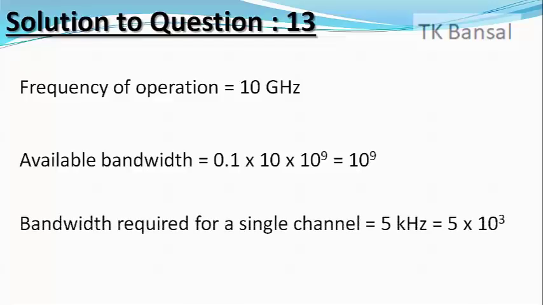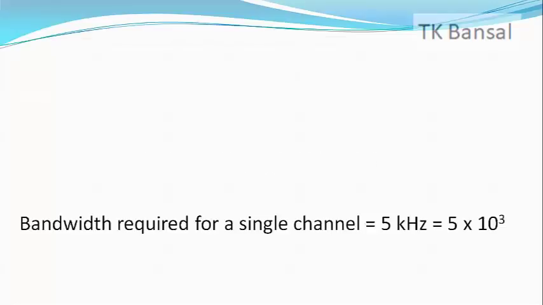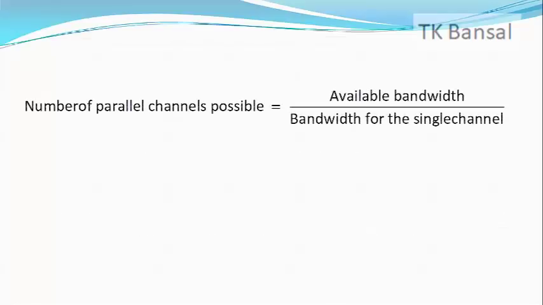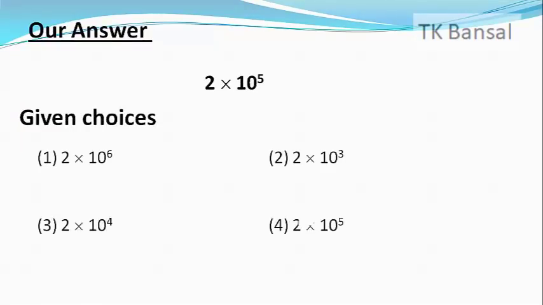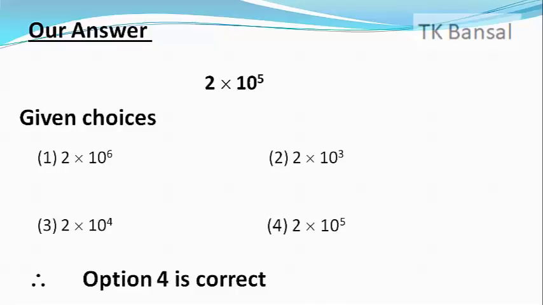Since each telephonic channel requires a bandwidth of 5 kHz, therefore the total number of channels n that can be communicated simultaneously is equal to available bandwidth divided by bandwidth per channel, which gives me 10 raised to power 9 divided by 5 into 10 to the power 3, which works out to be 2 into 10 to the power 5 channels. Oh nice, we have got the answer. This was a very simple question. You can see for yourself that our answer matches with the fourth choice. Therefore the fourth choice is the right answer.